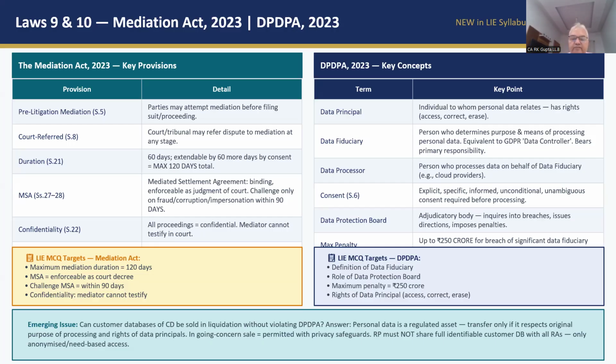processing of data. Data Protection Board, the adjudicatory body which inquires into the breaches, issues directions or imposes penalty. And maximum penalty here is up to 250 crores for a breach by a significant data fiduciary.